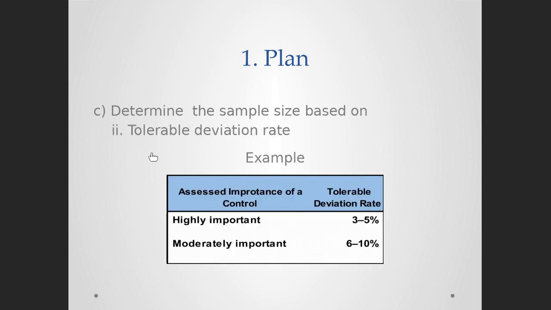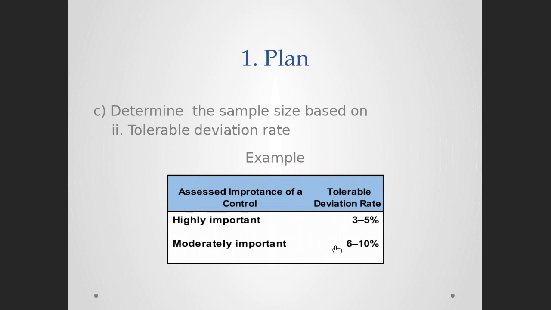The second thing is tolerable deviation rate. How many deviations can we tolerate and still say the control is effective? It depends on how important the control is. So if we want to rely on the control and the control is very important to us, then we can tolerate only a small deviation, 3 to 5%. If the internal control is moderately important, then we can tolerate a little bit more deviation. Now, this 6 to 10% is showing on your screen.